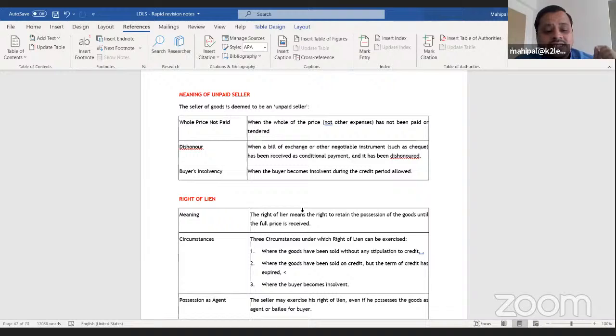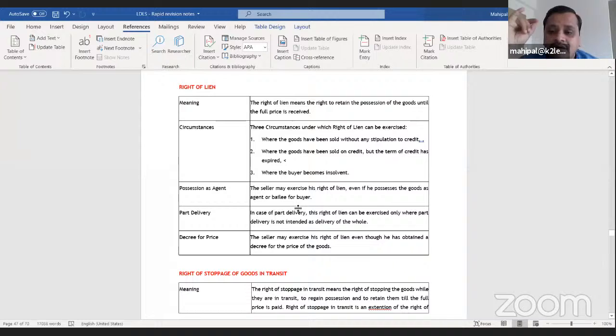This unpaid seller is a person who has not been paid even after the credit period has elapsed. Clear? Now, this unpaid seller has two rights: one is the right against the goods and the other is the right against the buyer personally. Right against the goods includes the right of lien, the right of stoppage, and the right of resale.